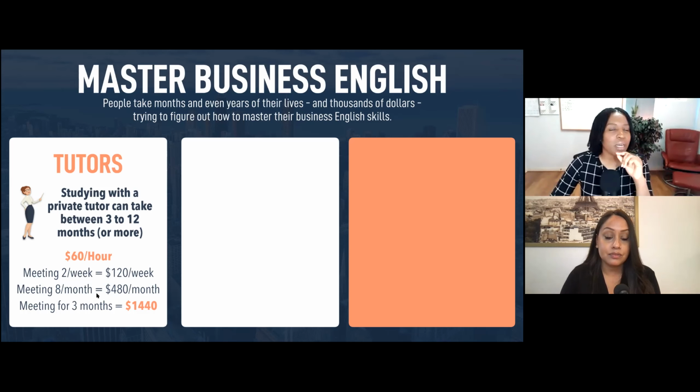So let's say if you're meeting a student twice a week, again, student, I want you to pay attention to what we're trying to explain to you. If you get a tutor meeting twice a week, that means $120 a week. Meeting 8 times a month, that's $480 a month. And if at the minimum you meet that teacher for 3 months, that's $1,440. That's a lot of money.